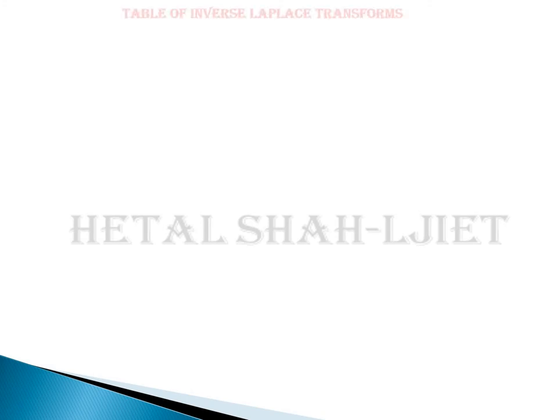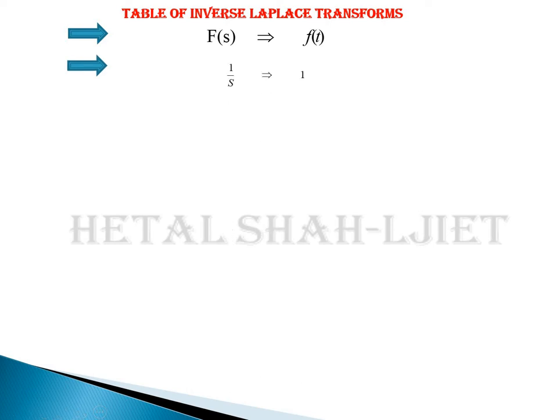Now we learn about the inverse Laplace. The table of inverse Laplace transform: when we apply the inverse Laplace on function of s, we get the answer in function of t. When we apply Laplace inverse on 1 by s, we get the answer 1. Similarly, when we apply inverse Laplace on 1 upon s raised to n, the answer is t raised to n minus 1 upon gamma n, and we can write t raised to n minus 1 upon (n minus 1) factorial.